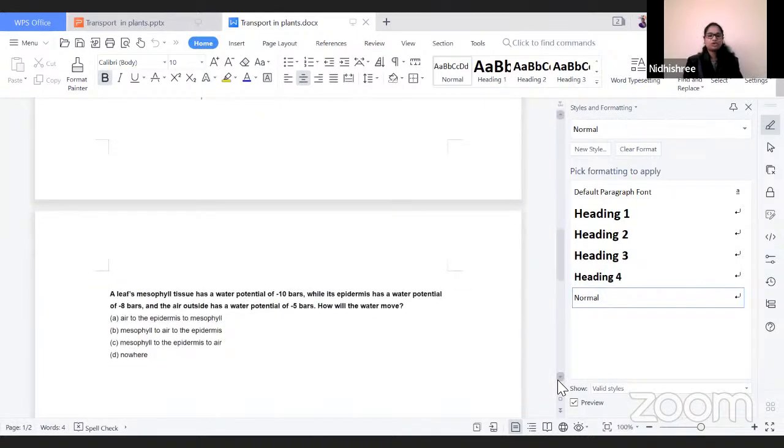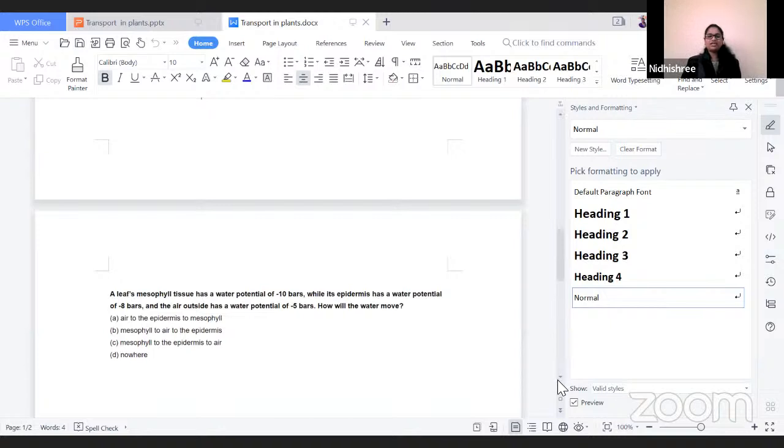A leaf's mesophyll tissue has a water potential of -10 bar, while its epidermis has a water potential of -8, and the air outside has a water potential of -5. How will the water move? Option A, air to epidermis to mesophyll. Option B, mesophyll to air to epidermis. Option C, mesophyll to epidermis to air. Option D, nowhere. Yes, who is going to answer this?